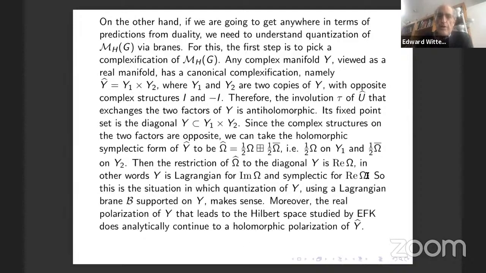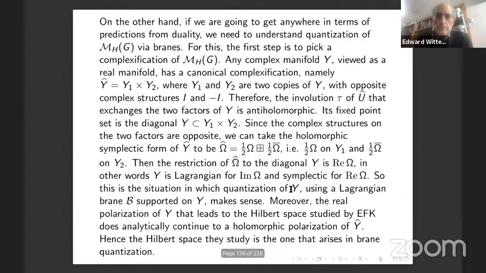Moreover, the real polarization of Y that leads to the Hilbert space studied by Eddinghoff et al. has the appropriate properties that Gaiotto and I needed to be able to compare quantization by branes to geometric quantization. That's important because I want to apply duality to brane quantization of Y, but I want to know that what I'm applying it to is the same as the ordinary quantization of Y as a cotangent bundle. To say it differently, this means that the Hilbert space studied by Eddinghoff et al. is the one that arises in brane quantization. So we can apply what we know about branes and duality to this Hilbert space.